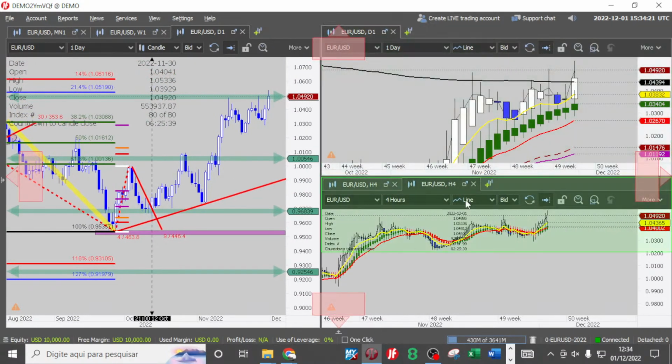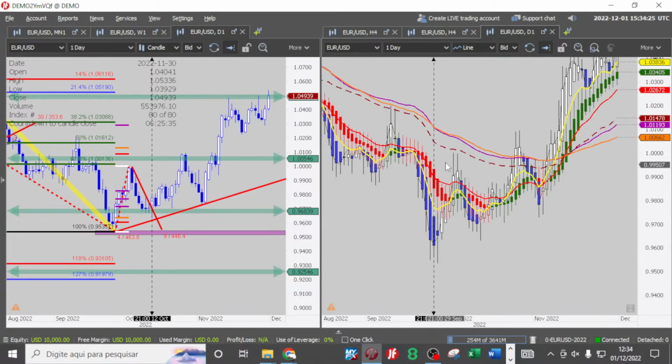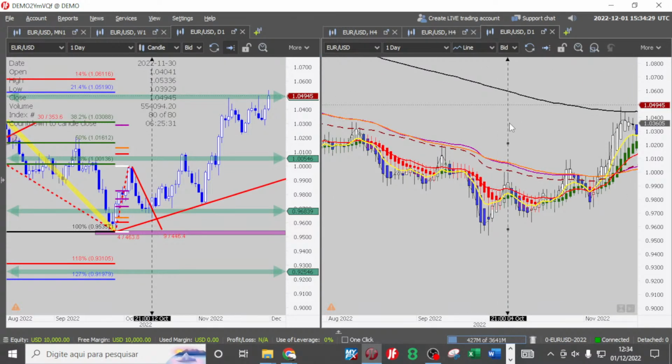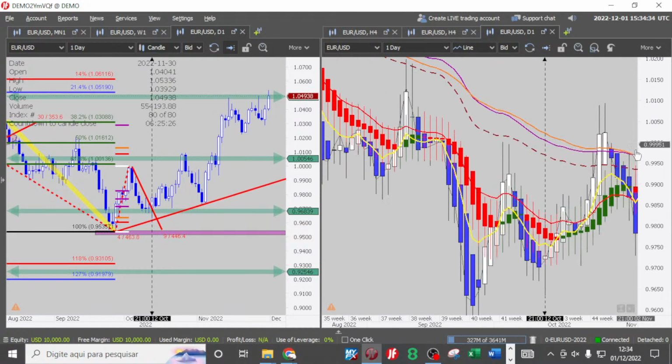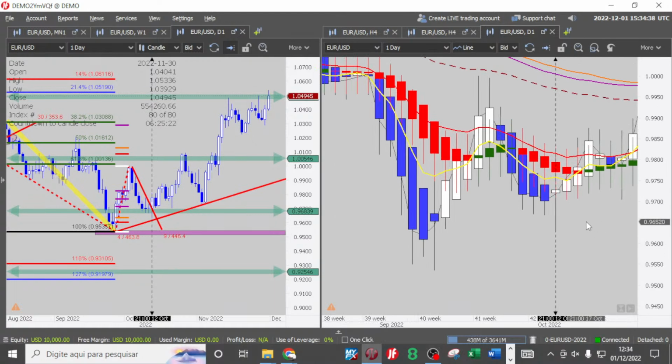Let's check how the daily position was on 12th of October. 12th of October, 26 September. So October, there you go. Could I have entered, everybody? Type in the chat yes or no. Could I have entered going long on 12th of October? Boss, I don't understand.